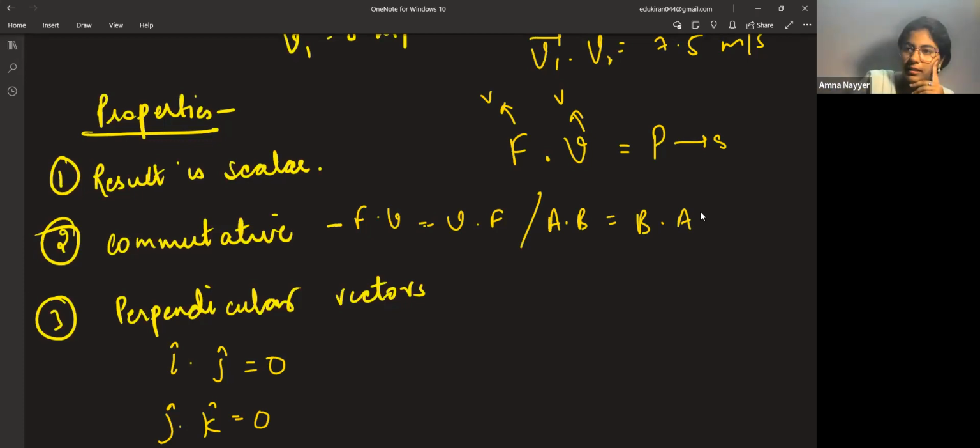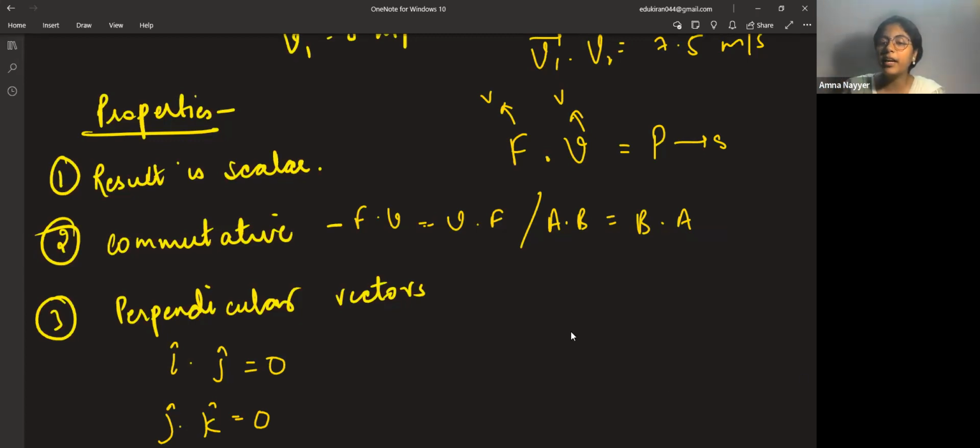Now, perpendicular vectors. What is meant by perpendicular vectors? Unit vectors we did. Remember, on the x-axis, you have i-cap. On the y-axis, you have j-cap. On the z-axis, you have k-cap, right? So when you are taking perpendicular vectors, you are taking either x and y, y and z, or z and x, like this. i-cap dot j-cap, j-cap dot k-cap, k-cap dot i-cap.